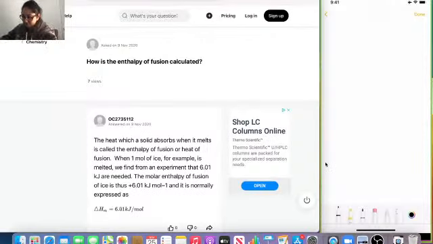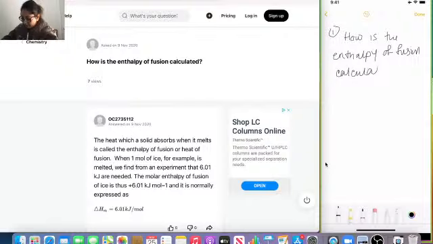Okay, so our first question here says, how is the enthalpy of fusion calculated? Basically, the enthalpy of fusion of a substance is also known as heat of fusion.